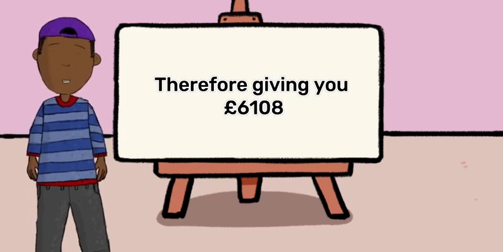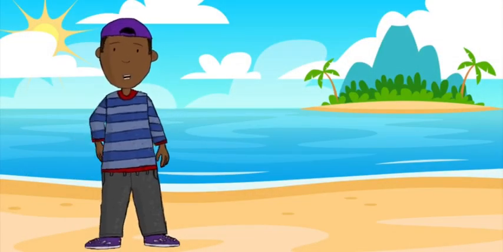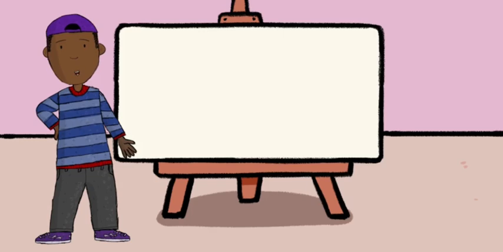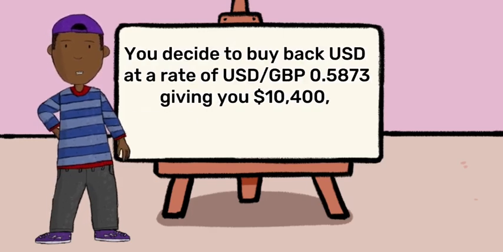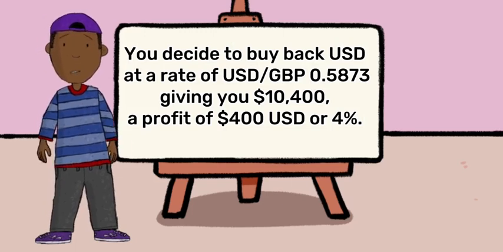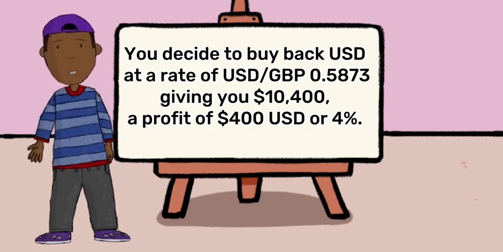Sure enough, as you anticipated, the interest rates are increased in the UK. This results in increased demand for the GBP, and it increases in value relative to the USD. You decide to buy back USD at a rate of 0.5873, giving you $10,400, a profit of $400 USD, or 4%.